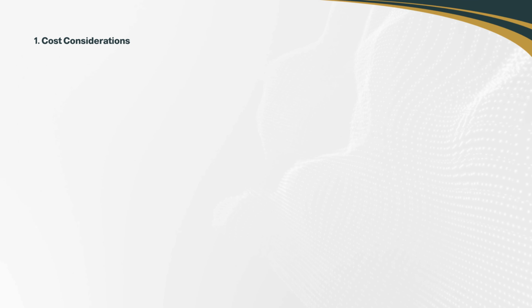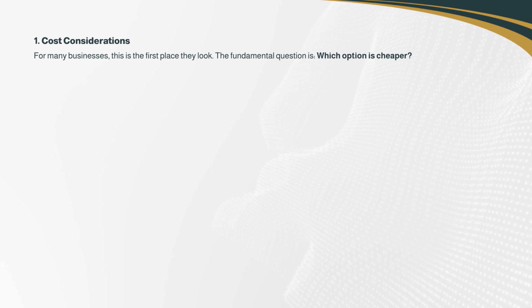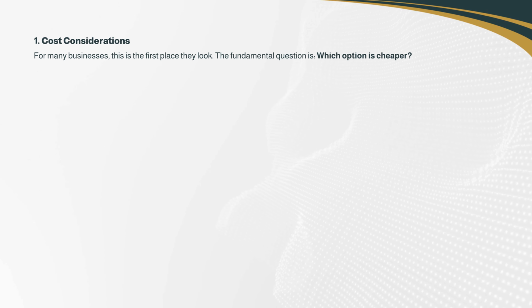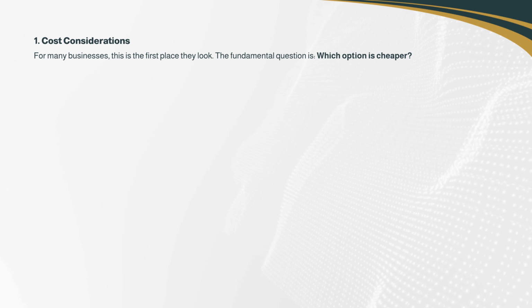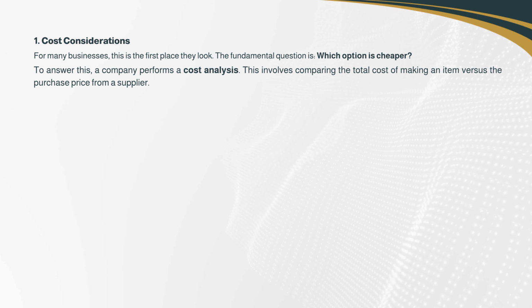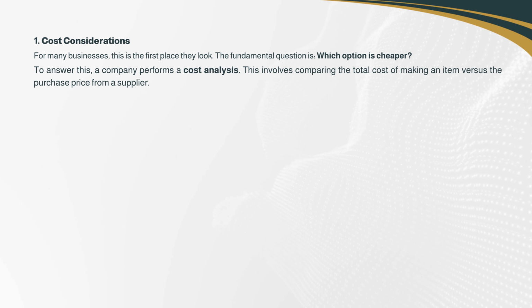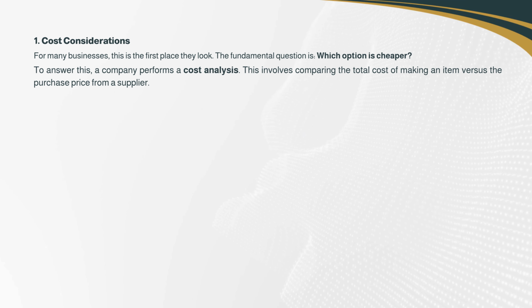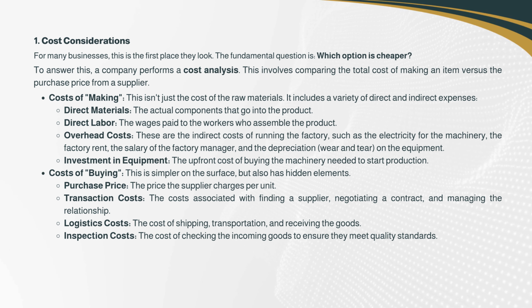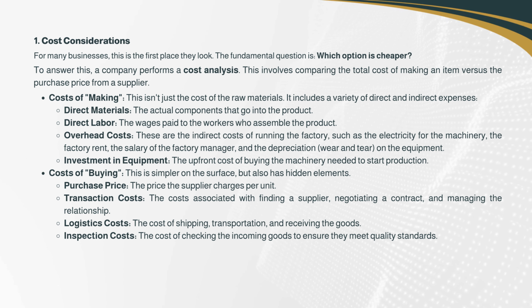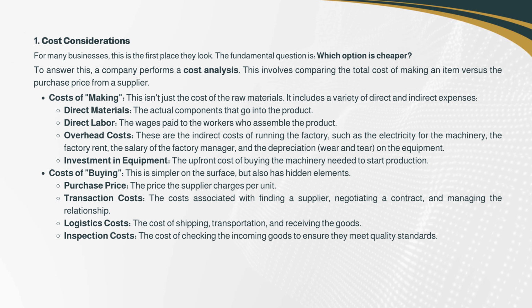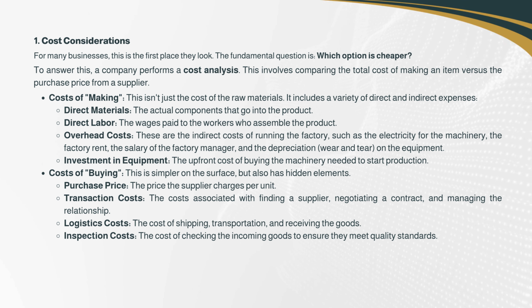1. Cost considerations. For many businesses, this is the first place they look. The fundamental question is, which option is cheaper? To answer this, a company performs a cost analysis. This involves comparing the total cost of making an item versus the purchase price from a supplier. Costs of making. This isn't just the cost of the raw materials. It includes a variety of direct and indirect expenses.